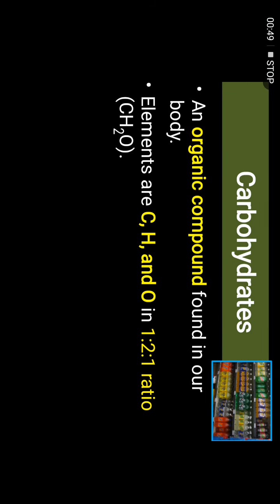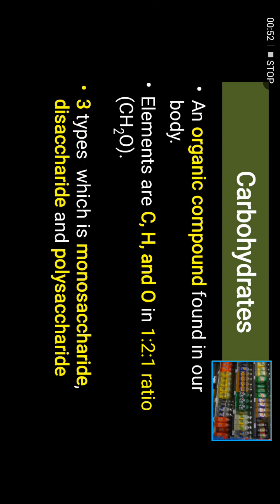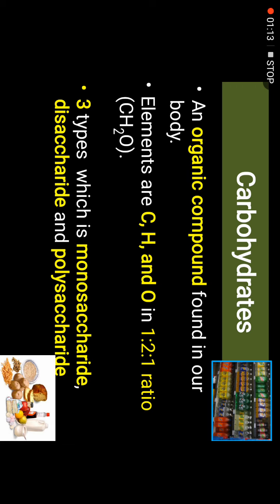Now, for carbohydrates, what we're going to see here is mainly three types: monosaccharide, disaccharide, and polysaccharide. If you have read up, saccharide means sugar, mono means one, di means two, and poly means many. What you have to know about them is the definition of each, their properties, and the types of this sugar.